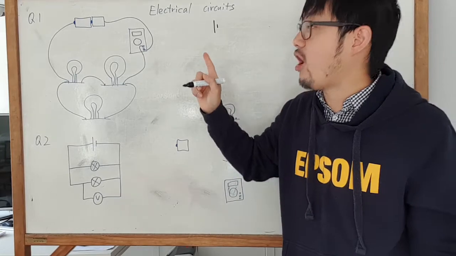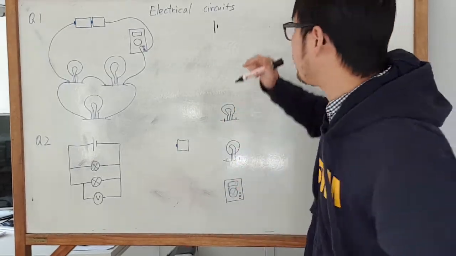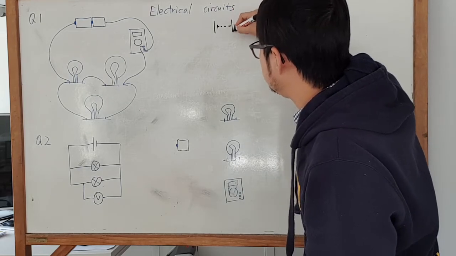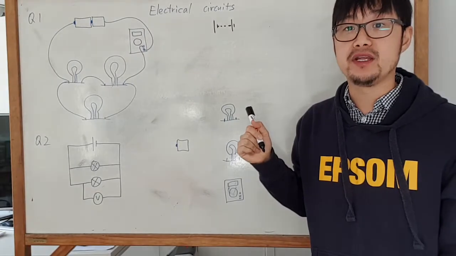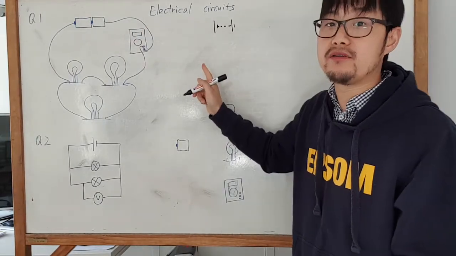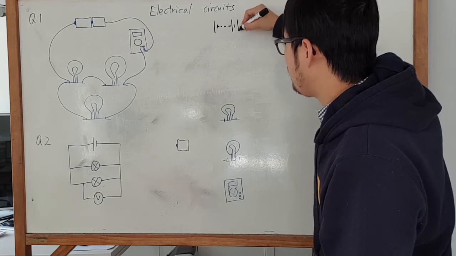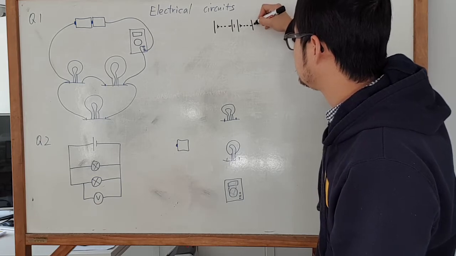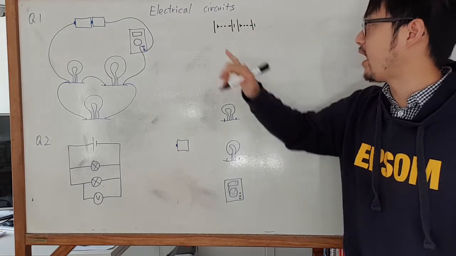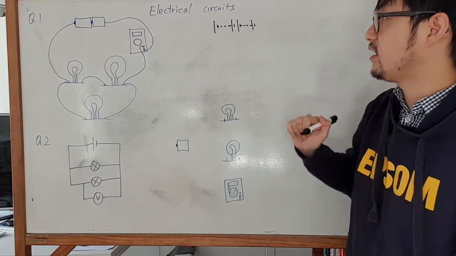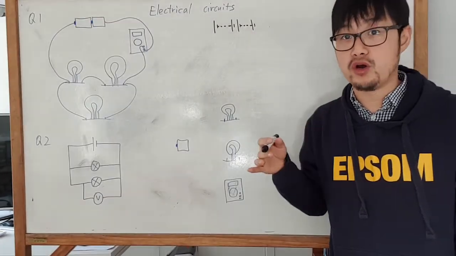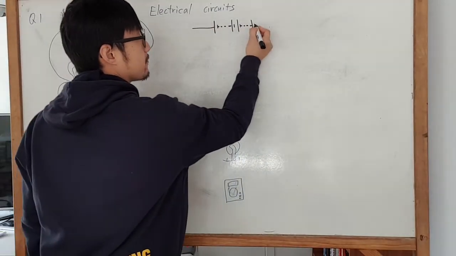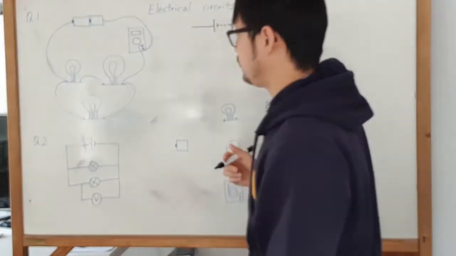However, I don't know how many cells are inside this battery, so I can draw 1, 2, 3, 4. That is my battery. This battery will be connected to another battery, because there are two batteries over there. So I'm going to draw a long one, a short one, 1, 2, 3, 4. Long one and short one. That's the positive side, that's the negative side. That's my battery. When I draw things, I always draw a rectangular shape. Obviously, if you have a ruler, you should use a ruler.